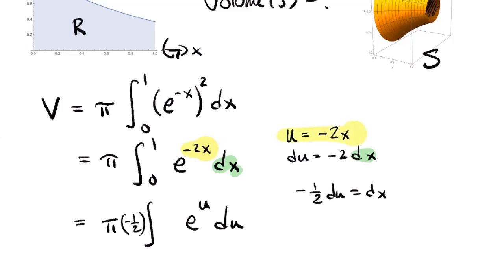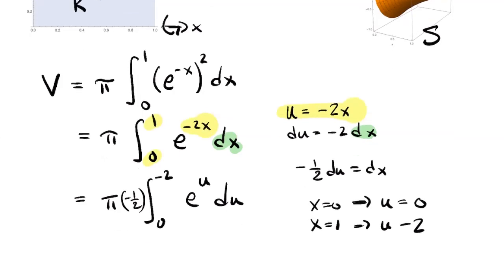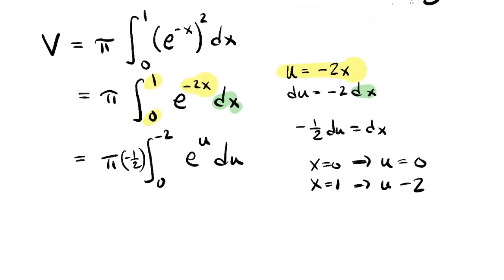Because u is equal to minus 2x, and 0 and 1 are x values. So when x is equal to 0, u is equal to negative 2 times 0, so the lower limit of integration is still 0. But when x is equal to 1, then u is equal to negative 2 times 1, so the upper limit of integration becomes negative 2. Now we've switched our limits and we can calculate the integral.